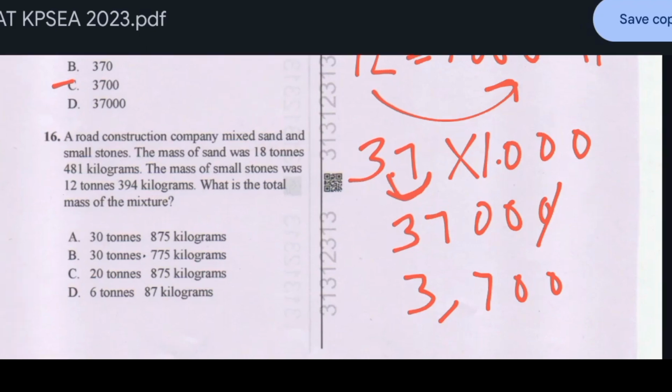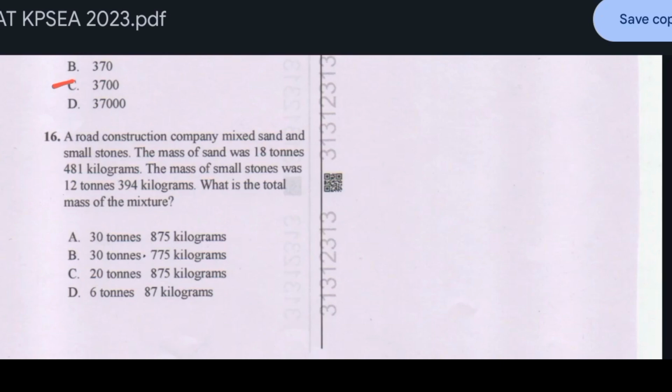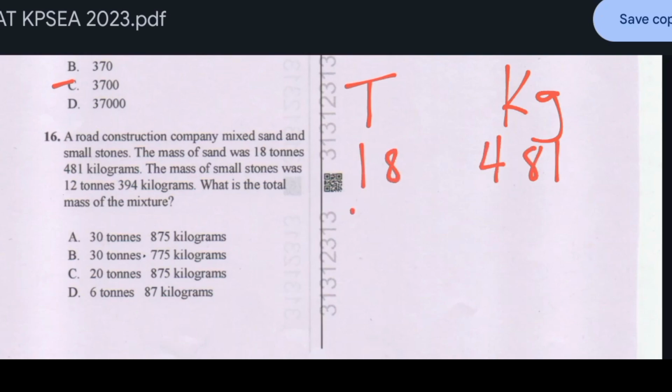Move on to number 16. A road construction company mixed sand and small stones. The mass of sand was 18 tons, 481 kilograms. The mass of small stones was 12 tons, 394 kilograms. What is the total mass of the mixture? Total means we add. So we have the tons column and the kg. So 18 tons, 481. Then we add it to the 12 tons, 394.